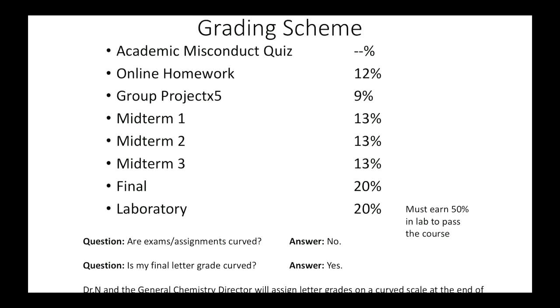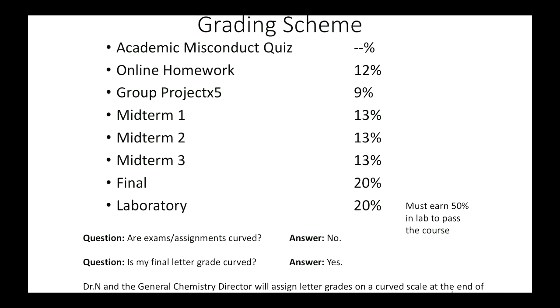So the grading scheme for this class is broken up like this. Each of our midterm exams is worth 13% of your grade. Your final is worth 20%. Lab is also worth 20% of your grade, and then there are lower stress level assignments, online homework and group projects. They're meant to be low stress environments for you to earn points. One of them is online homework. The other ones are these group projects, which we'll talk about a little bit later. But yeah, what you see here is the grading scheme.